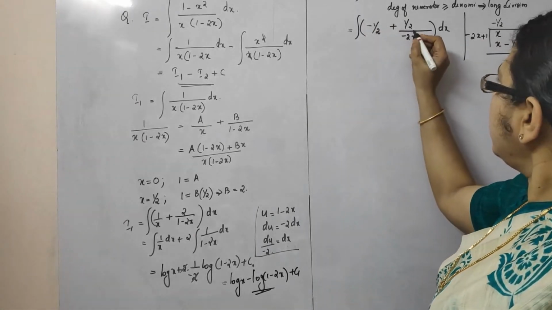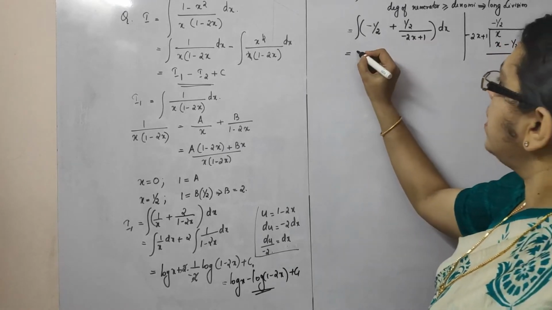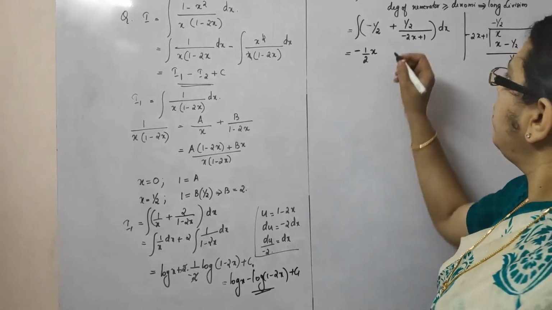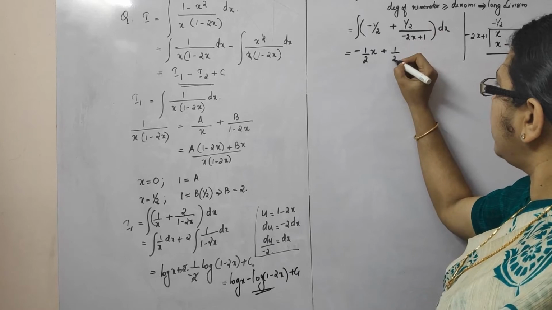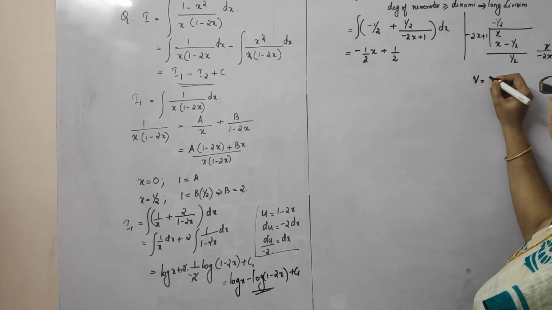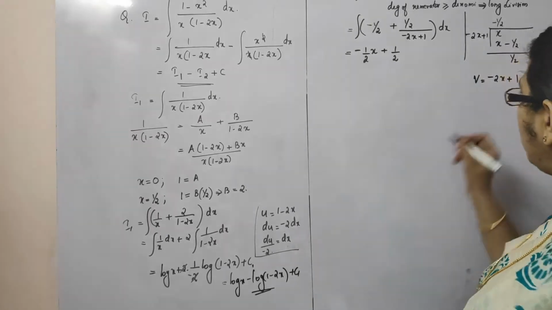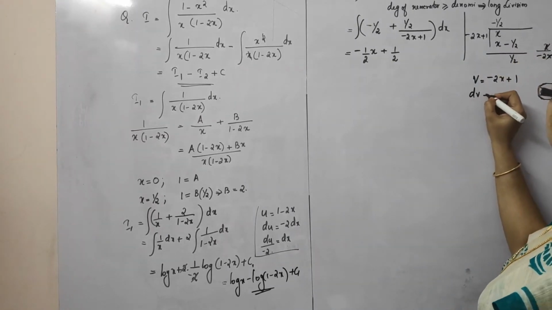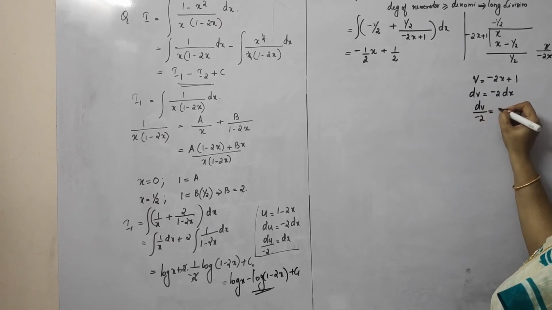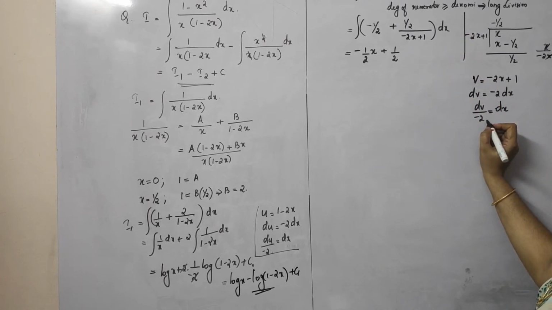Now, how will I integrate this part? Integral of this part, that is minus of 1 by 2 into x, okay, plus 1 by 2 is a constant, so let it remain down. Now if I take v is equal to minus 2x plus 1, why did I take v? I have already taken u somewhere. So I have taken v is equal to this. So dv becomes minus 2 into dx, or dv by minus 2 is equal to dx. So this dx can now be replaced with minus of 1 by 2.